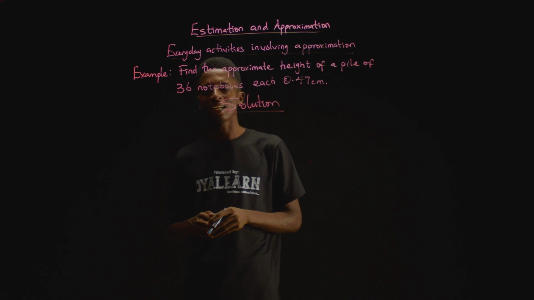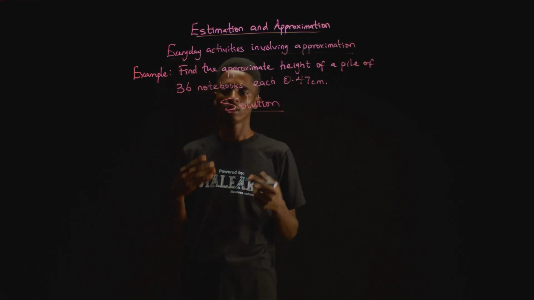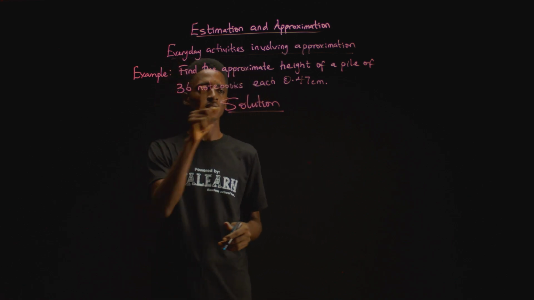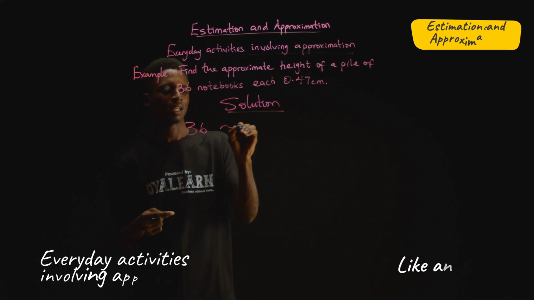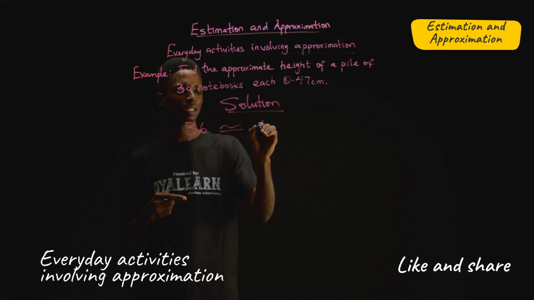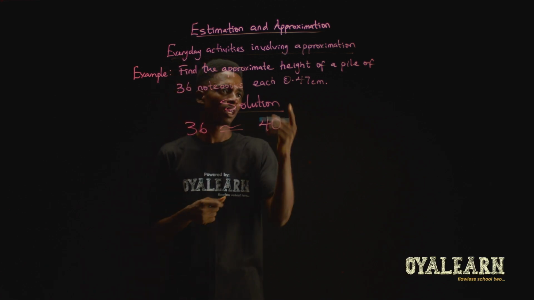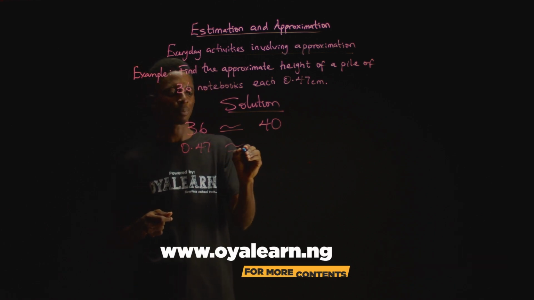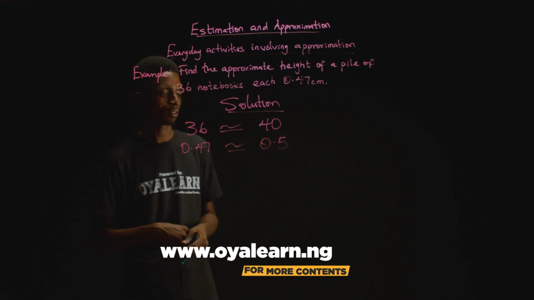In order to find the height, we have to multiply the number of books by the height of each book. But to get the approximate value, we approximate each of these numbers. So let's approximate 36. 36 is approximately 40. 6 means we round up. And in the case of 0.47, this is approximately 0.5 to one significant figure.